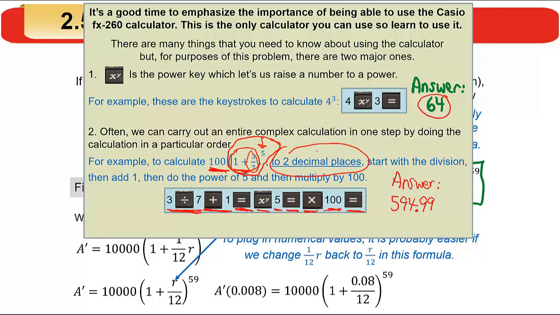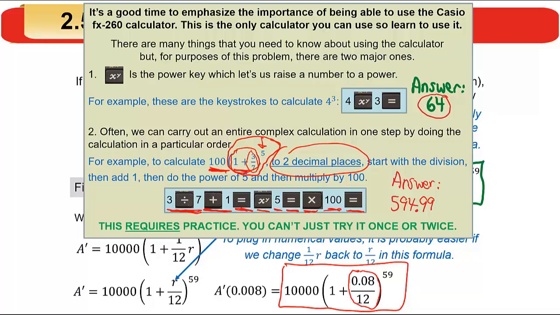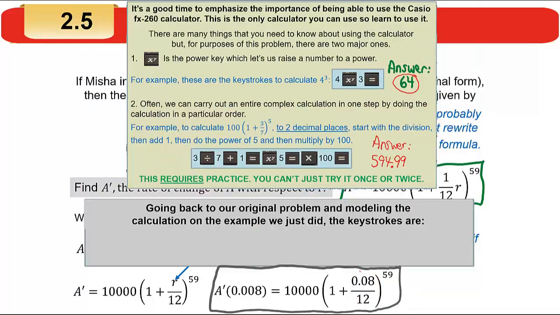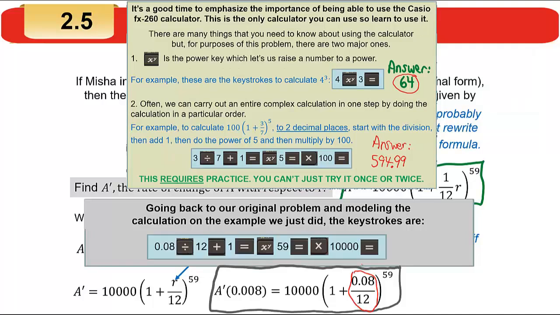Now, can you apply that to this problem? Well, sure you can. You take the same strategy, you start on the inside, the fractions, you take 0.08 and divide by 12. You can see that it did the division in the display, so you don't need to press equal, although it doesn't hurt anything to press equal.